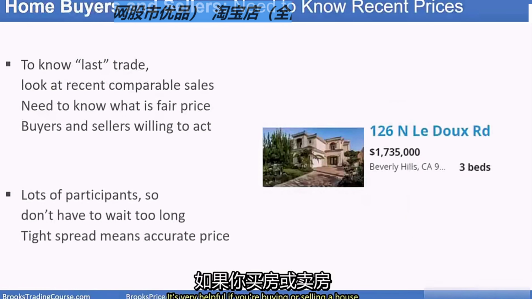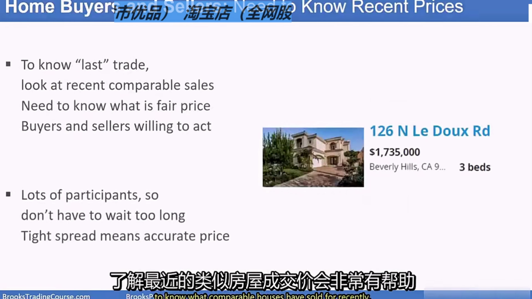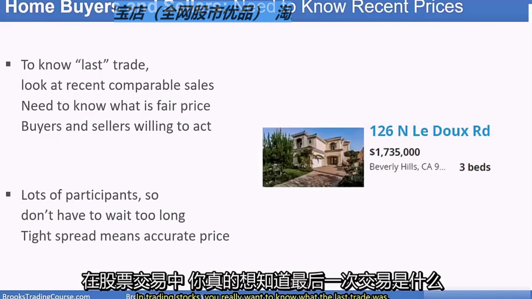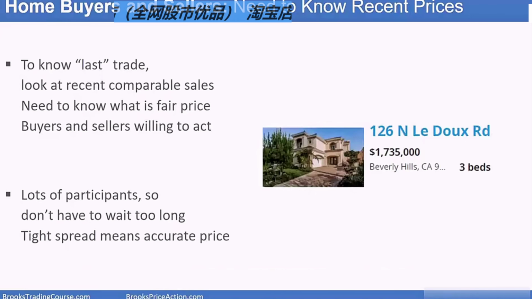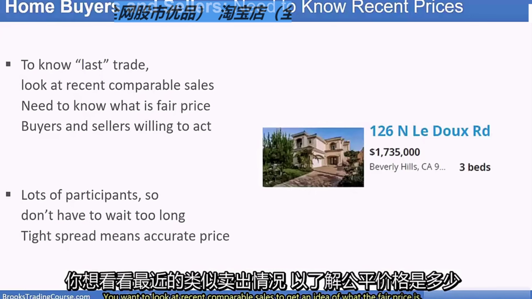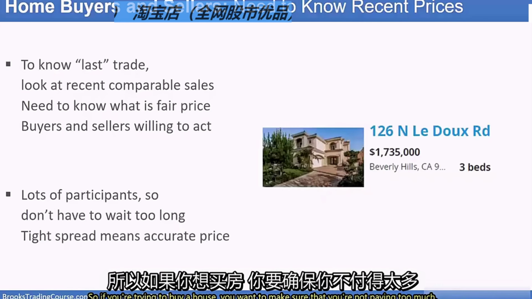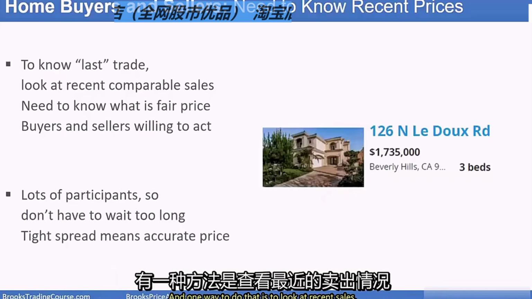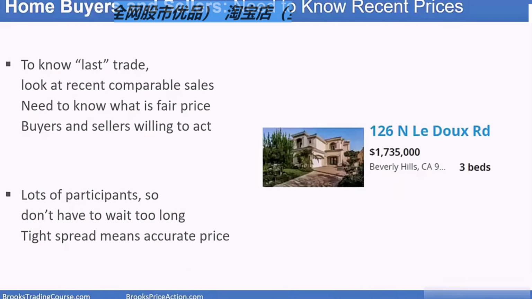It's very helpful if you're buying or selling a house to know what comparable houses have sold for recently. In trading stocks, you really want to know what the last trade was. Right? You want to look at recent comparable sales to get an idea of what the fair price is. So if you're trying to buy a house, you want to make sure that you're not paying too much. And one way to do that is to look at recent sales.